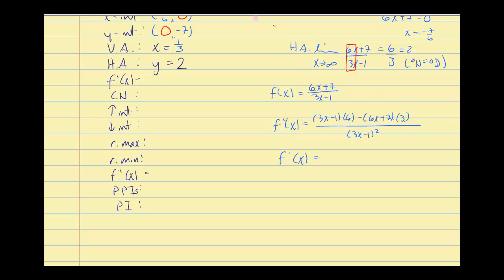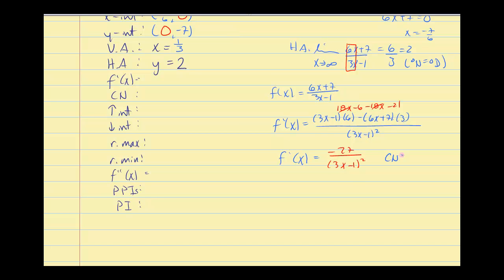So in the numerator, I have 6 times 3x is 18x minus 6. 6x times 3 is 18, but I need to negate it, so I have a minus 18x minus 21. So when we simplify this, the 18x's cancel, and I'm left with negative 27 all over 3x minus 1 quantity squared. Well, critical numbers occur in two places.